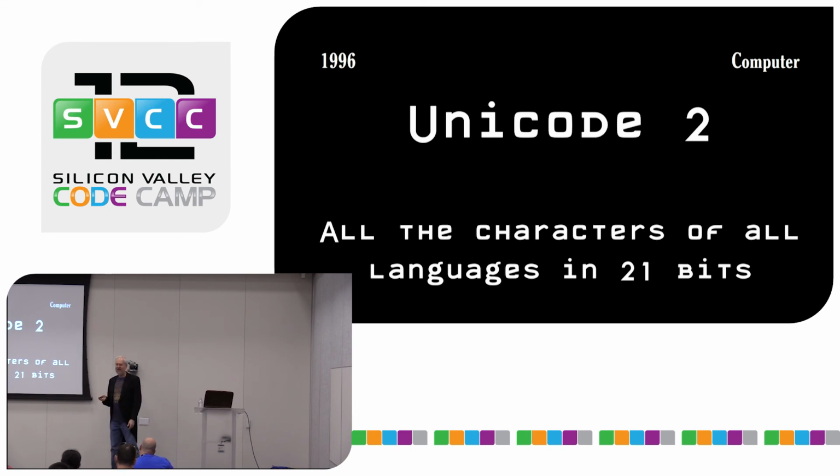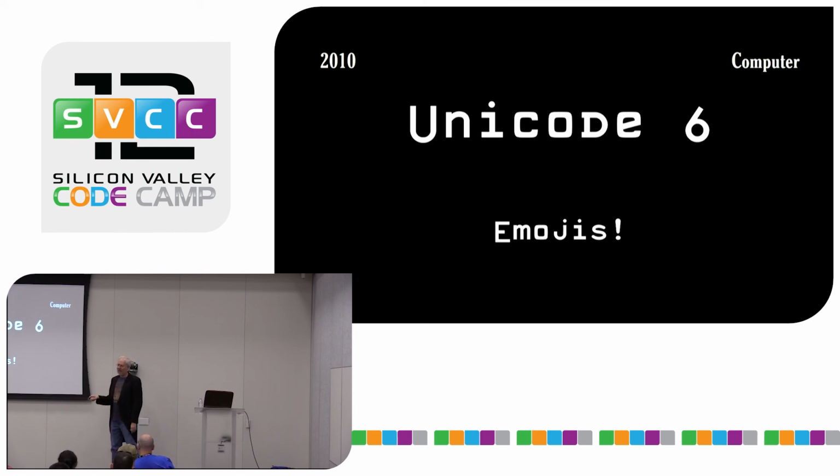But for committees, that's great, because they're having so much fun, they really don't want to get to the end. And then in Unicode 6, we get emojis. That guarantees Unicode will never be finished.